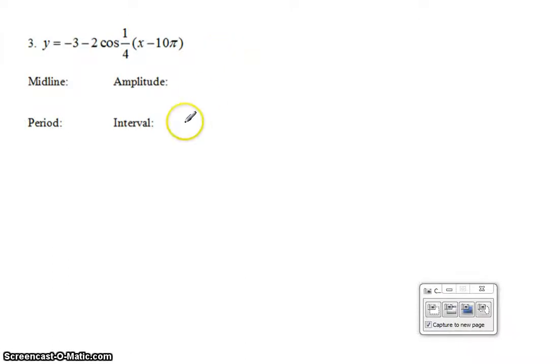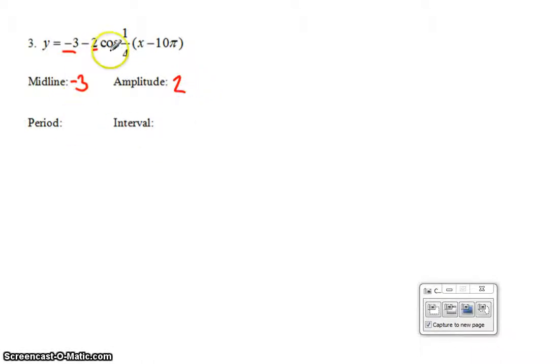M is my midline, which is also my vertical translation, and that is going to be right here, so that is going to be -3. My amplitude is always positive, and that's my A value, which is right here, so it's going to be 2.